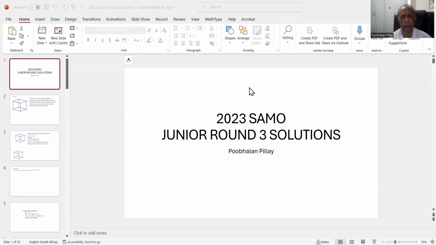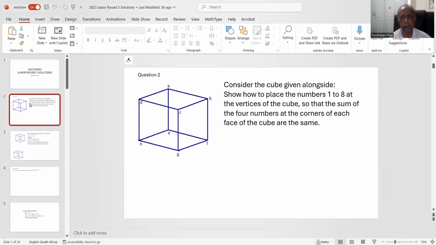All right, let's go straight to the matter at hand. We want to go to question 1. Or actually, it starts from question 2. I suppose question 1 was too trivial. All right, so this is the question. Consider the cube given alongside. Show how to place the numbers 1 to 8 at the vertices of the cube.